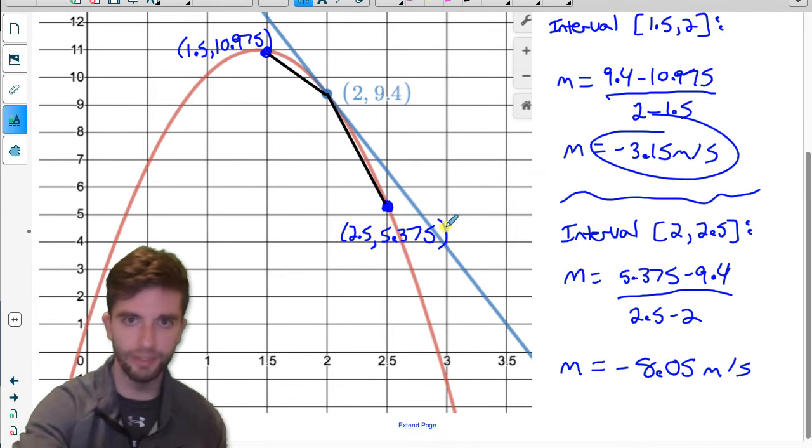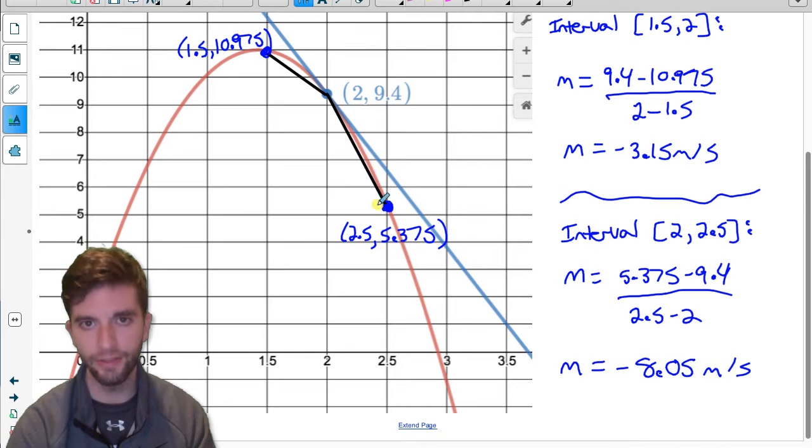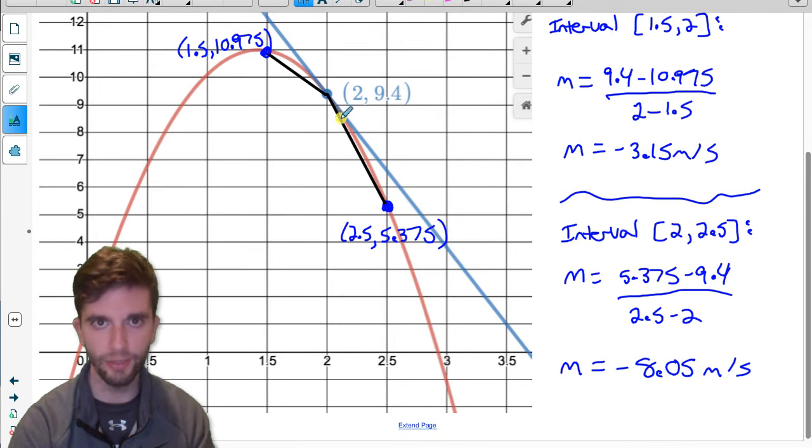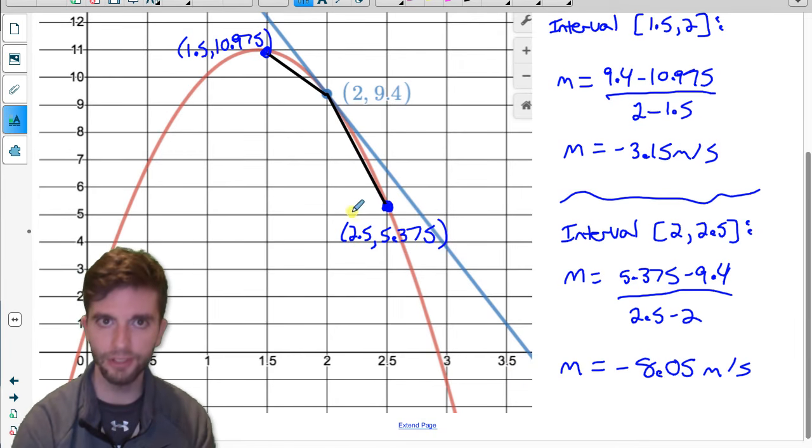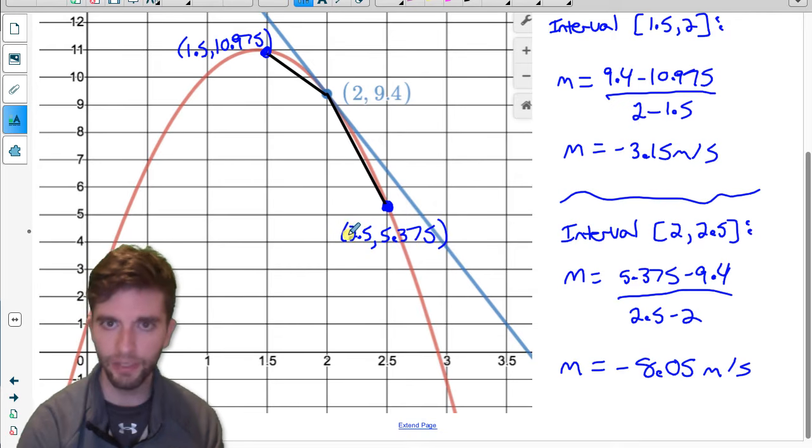So I know the rate of change on the interval preceding the time of 2 is negative 3.15 meters per second, and the average rate of change on the interval following a time of 2 is negative 8.05 meters per second. So it's falling slower before, faster after. So what do we think is happening at that point?